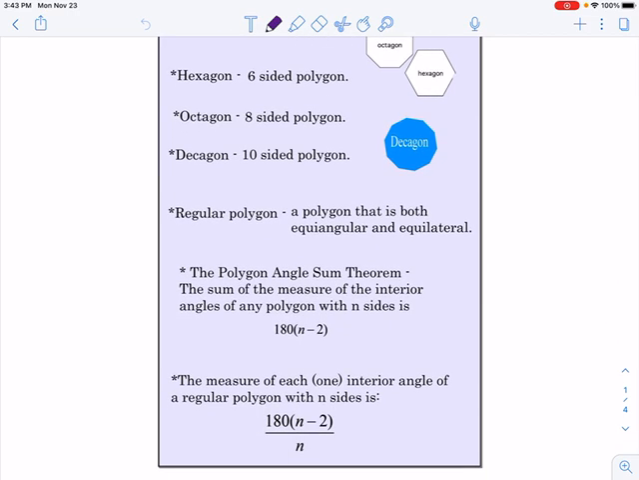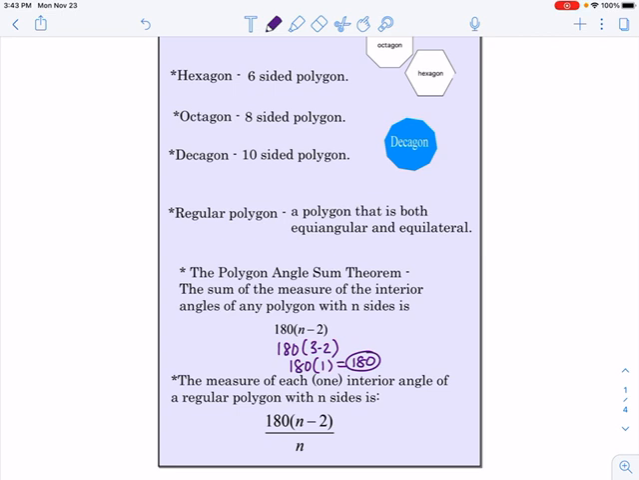So here's the important thing for all of this. The polygon angle sum theorem says that the sum of the measure of the interior angles of any polygon with n sides is 180 times n minus 2. Okay, so the one that we've been talking about in general so far has been a triangle. So a triangle has three sides. So if you stuck in 3 for n, you would have 180 times 3 minus 2, or 180 times 1, which is just 180. So that's how the triangle has 180 degrees.